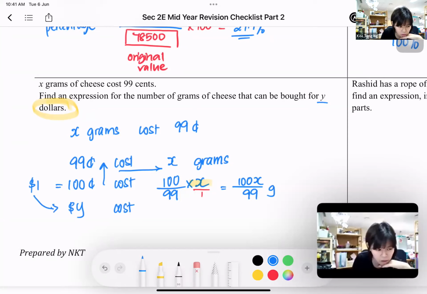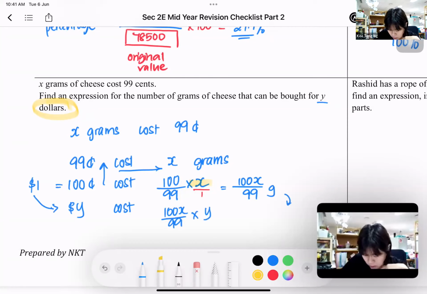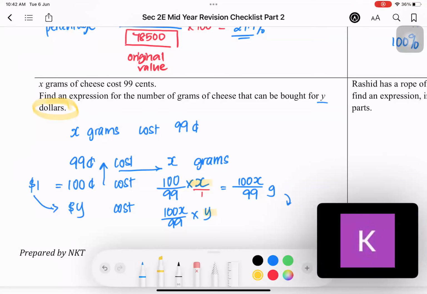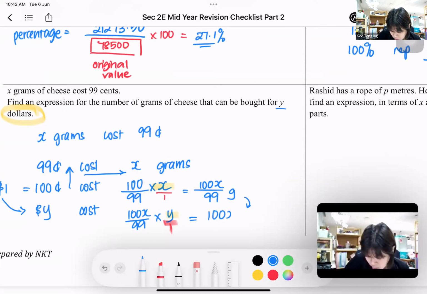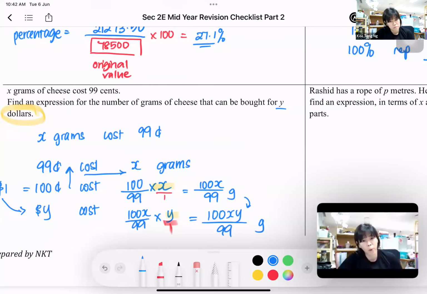So from $1 to $Y, what do we do? We multiply by Y, right? So 100X over 99, I multiply by Y. Again, should this Y be in the numerator or denominator? Numerator. Yes, numerator. So this is actually Y over 100. So that gives me 100XY over 99. Okay, no difficulty, so doable.